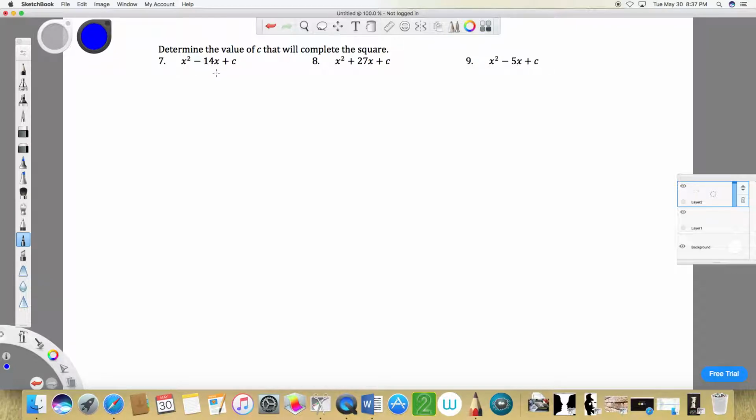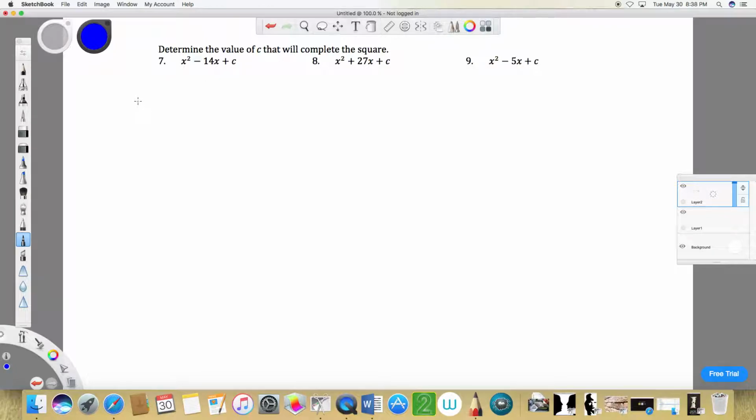One of the steps in completing the square is to focus on that word, square: to rewrite this trinomial as a perfect square. In other words, to factor it so that we have something times itself. Well, there's a pattern that we can establish here.